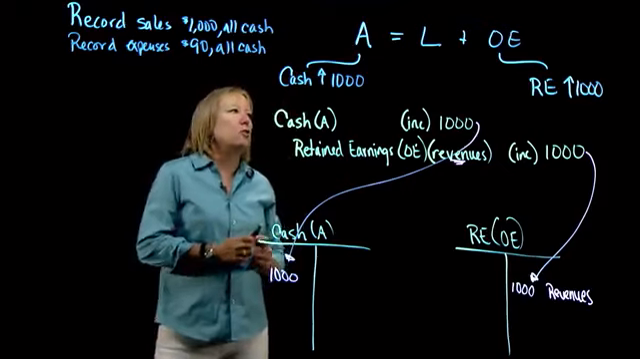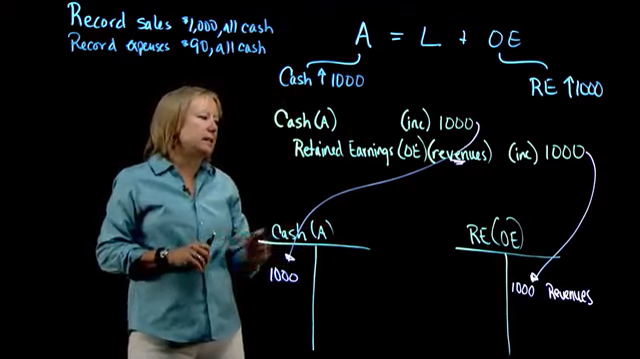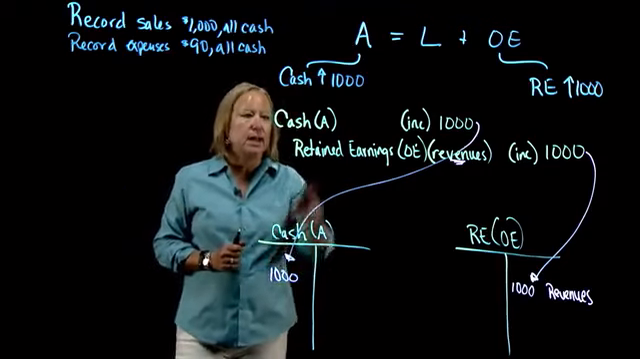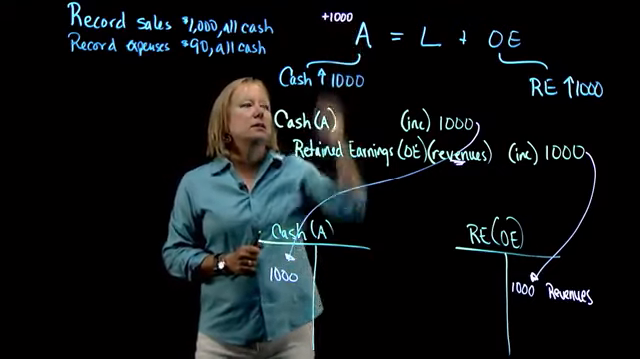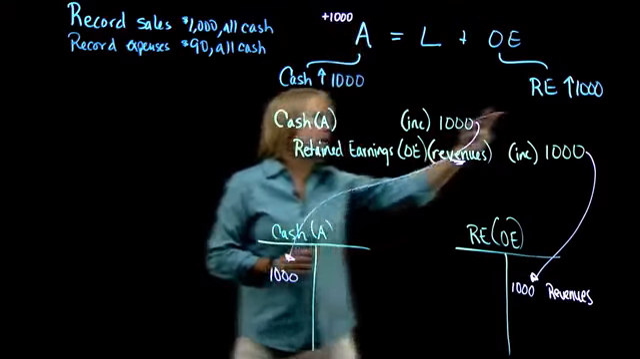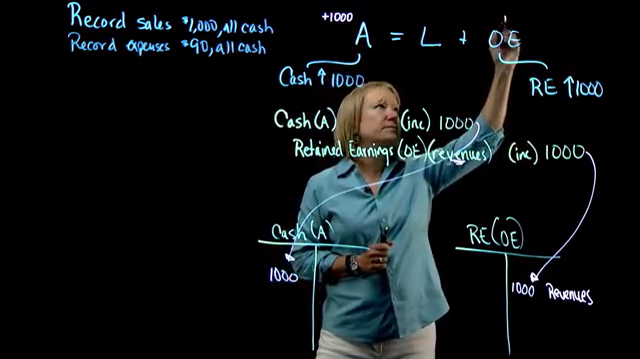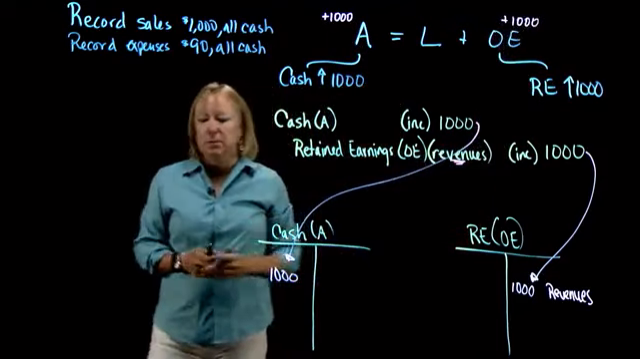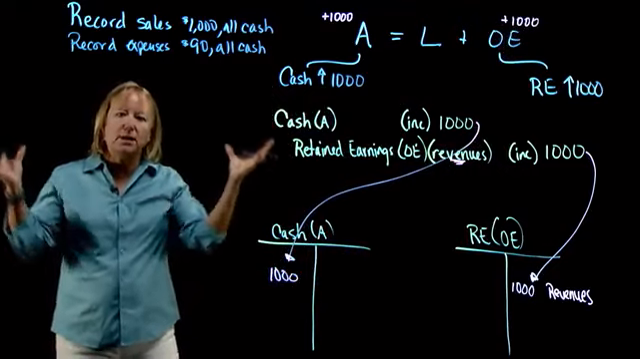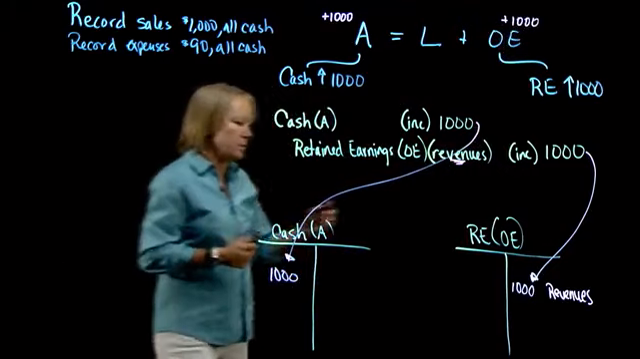Let's check to make sure that our equation stays in balance after we've recorded this entry. Cash up by 1,000, so our assets are up by 1,000. Retained earnings increased by 1,000. Owner's equity increases by 1,000. Both sides of the equation are up by 1,000, so we stay in balance.